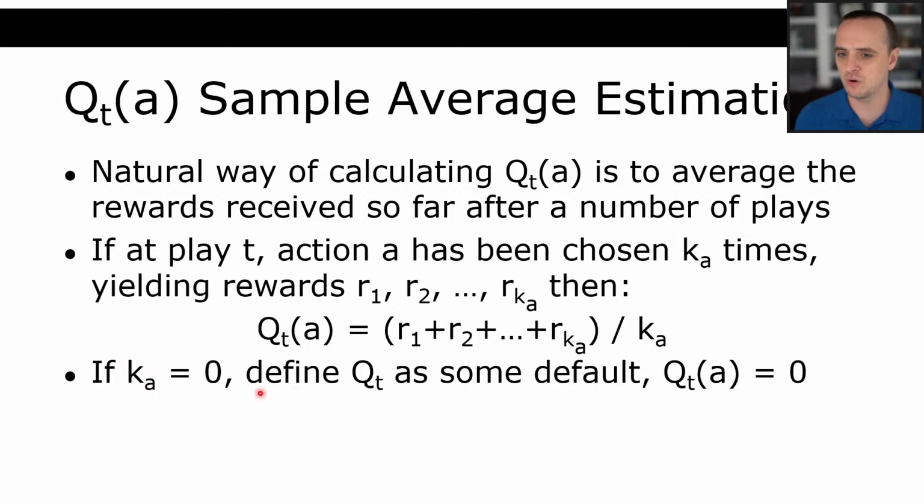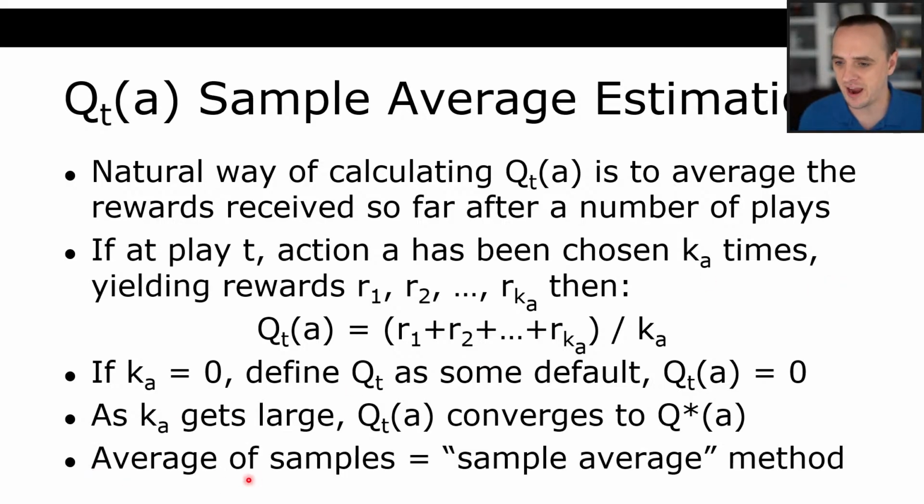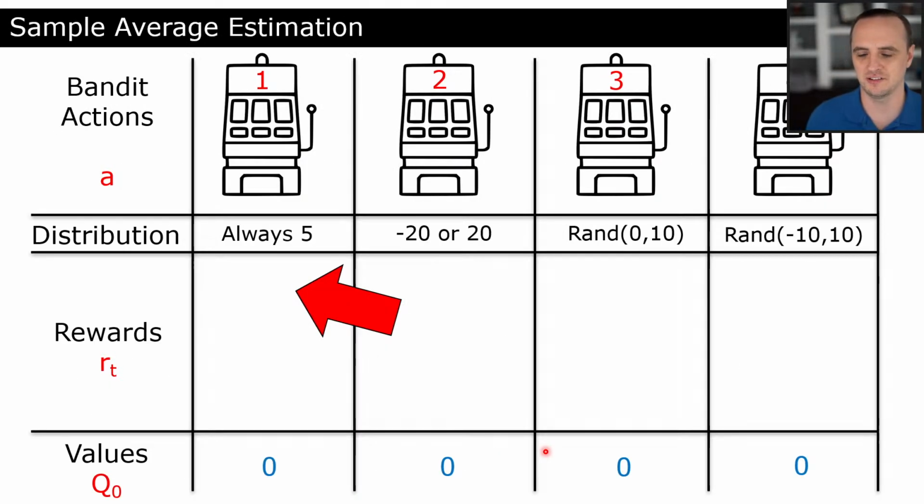So if KA is 0, then we have to just define it as some default, and what we've done is we've called it 0. And the idea here is that as KA gets really, really large, that is the number of times we have chosen that slot machine, QT of A is going to converge to Q star of A. That just means that if we play the slot machine infinity times, then we've estimated the actual average, right? So the more times we choose it, the more certain we get about its value. And so if we take the average of the samples, then this is the sample average method.